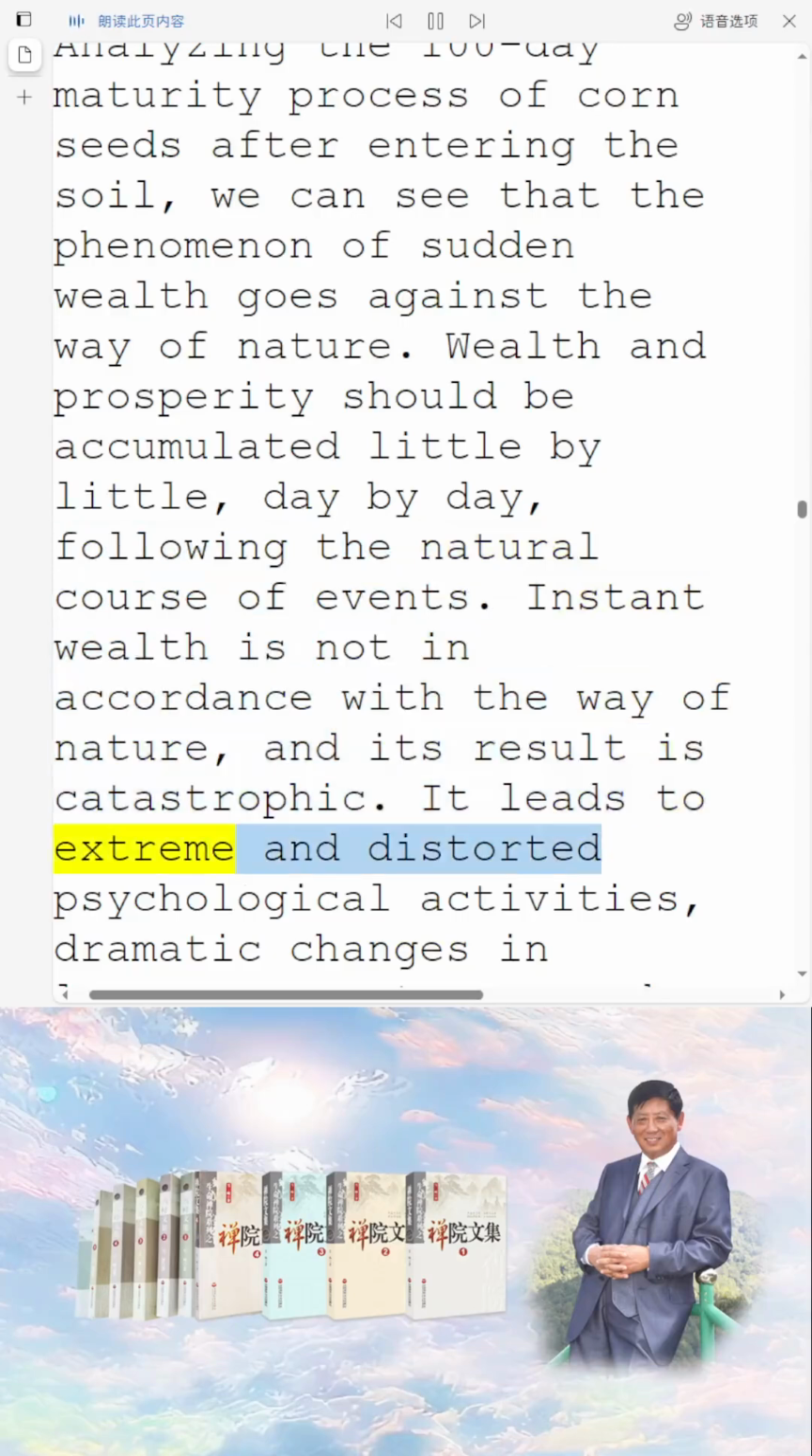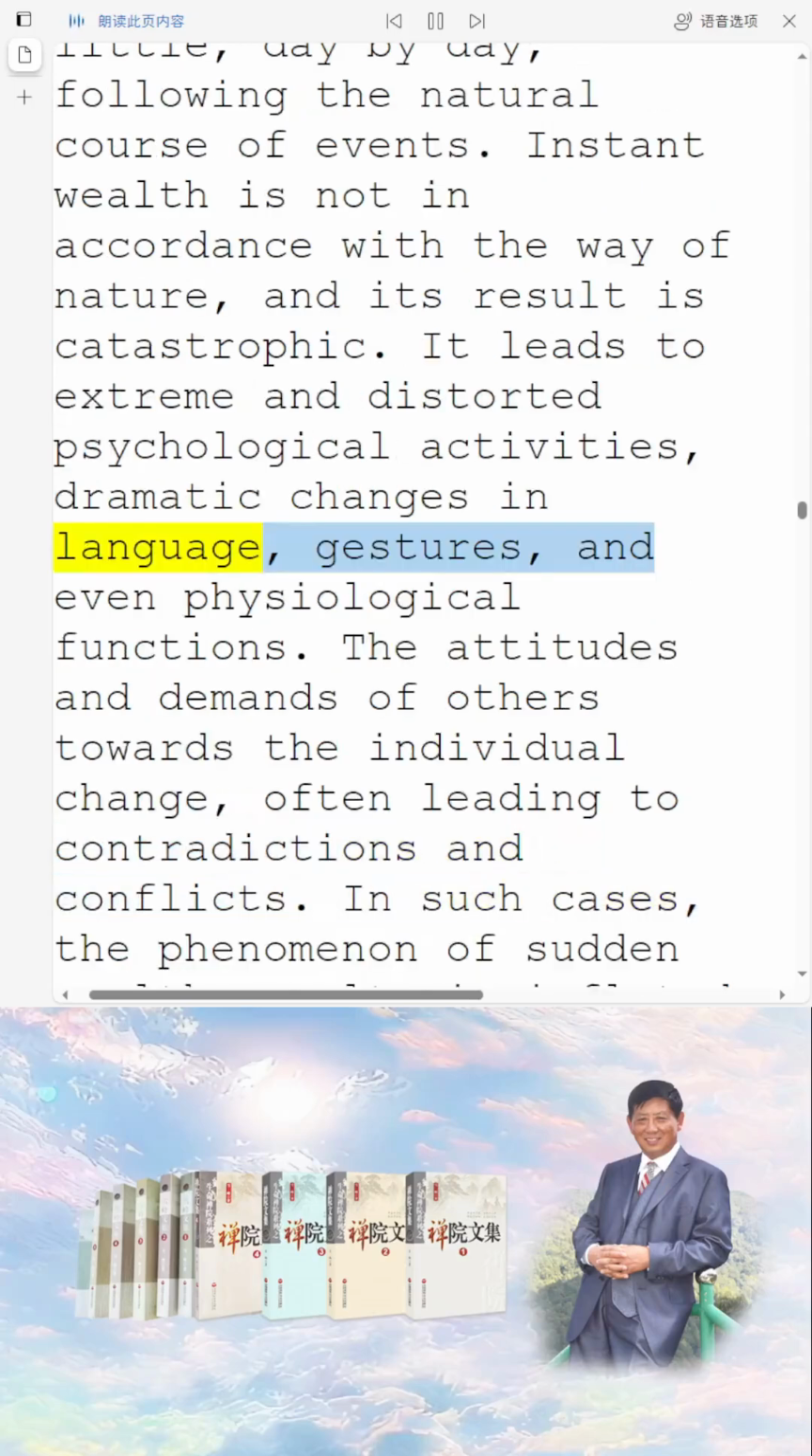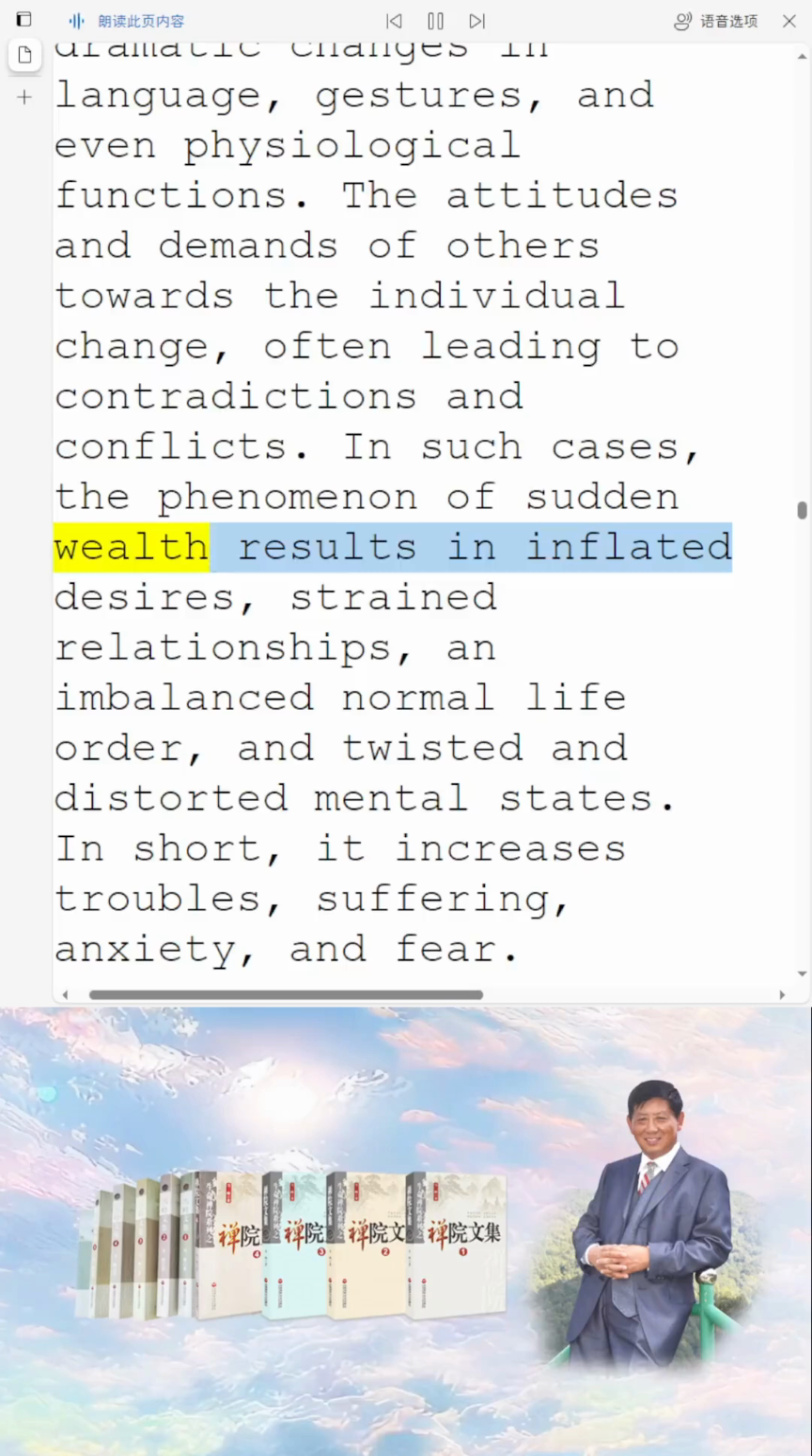It leads to extreme and distorted psychological activities, dramatic changes in language, gestures, and even physiological functions. The attitudes and demands of others towards the individual change, often leading to contradictions and conflicts. In such cases, the phenomenon of sudden wealth results in inflated desires, strained relationships, an imbalanced normal life order, and twisted and distorted mental states. In short, it increases troubles, suffering, anxiety, and fear.